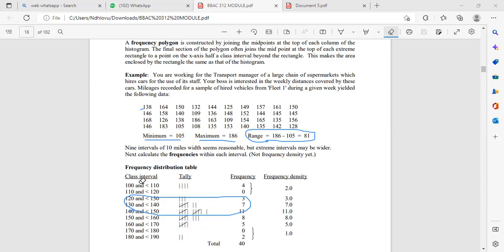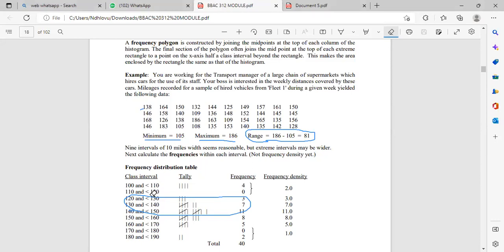Somebody would ask, why are we starting from 100? We know the minimum value here is 105, so 105 is in between 100 and 110. This is why we picked 100. And then we have how many columns? 1, 2, 3, 4, 5, 6, 7, 8, 9, 10. So 100 and under 110 is where the 10 comes from.